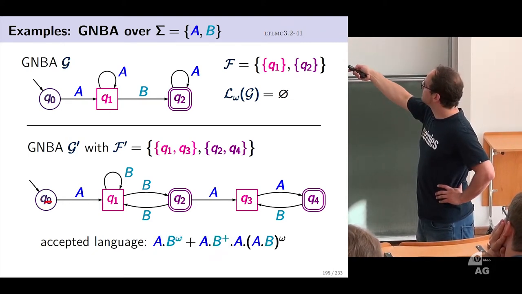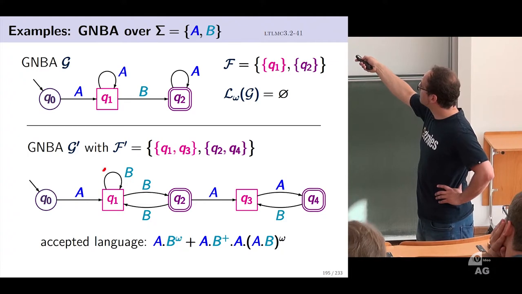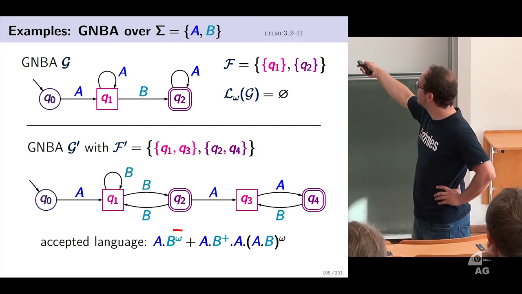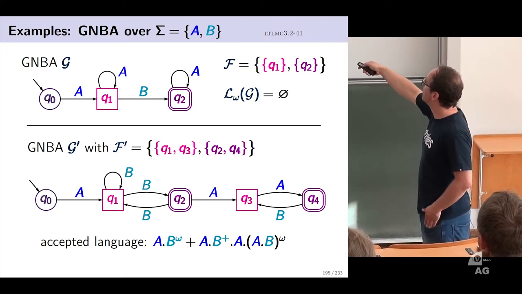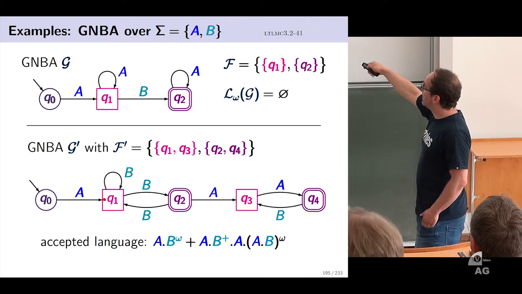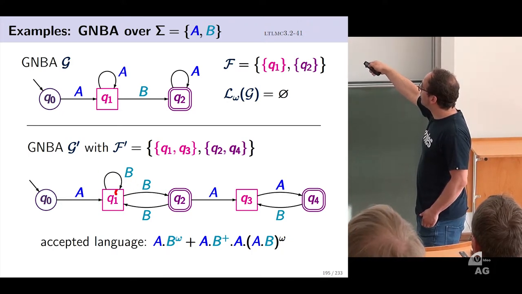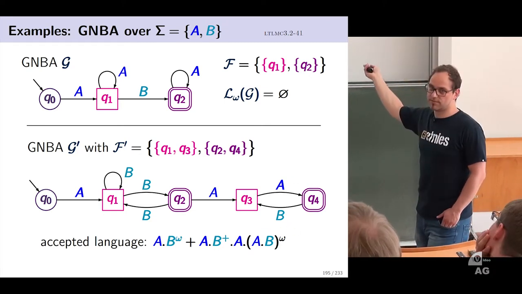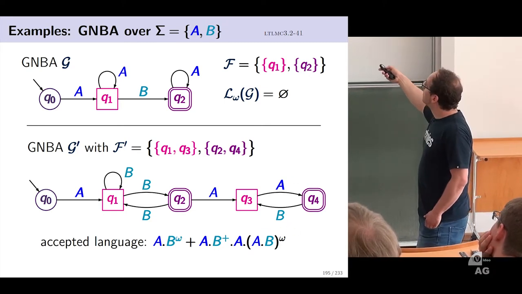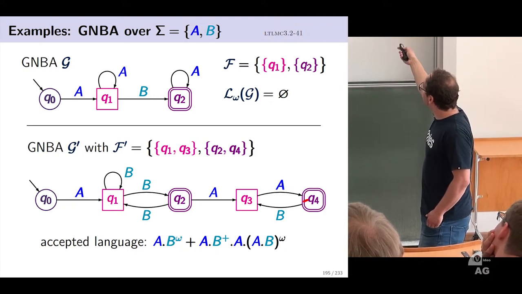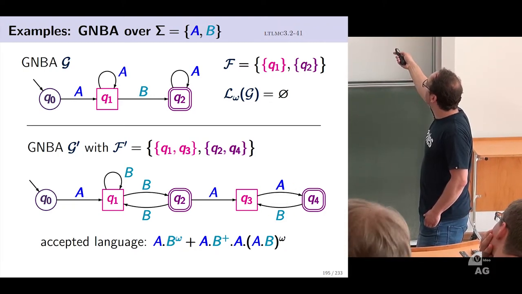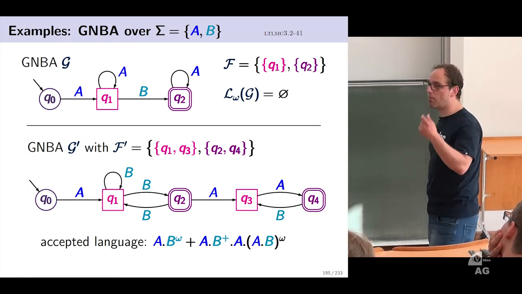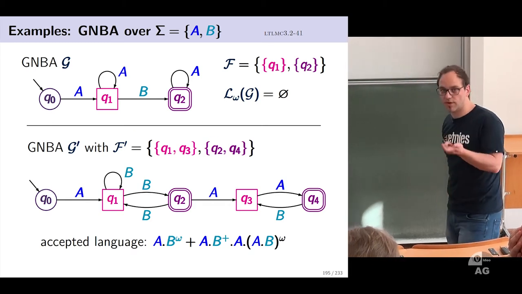Yeah, you start with an A, and then you can see B infinitely often. So you could decide to cycle just here. So you get this part of the omega regular expression. And the other part is you start with an A, and then you read an arbitrary number of Bs, go there, read an A again, and then cycle between A and B forever. Because these cycles are accepting, they contain accepting states from both of these sets. That's the important part.